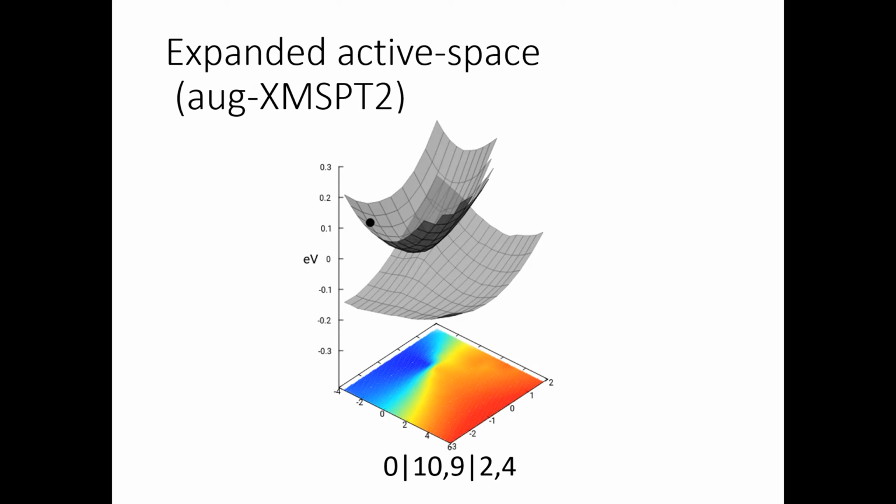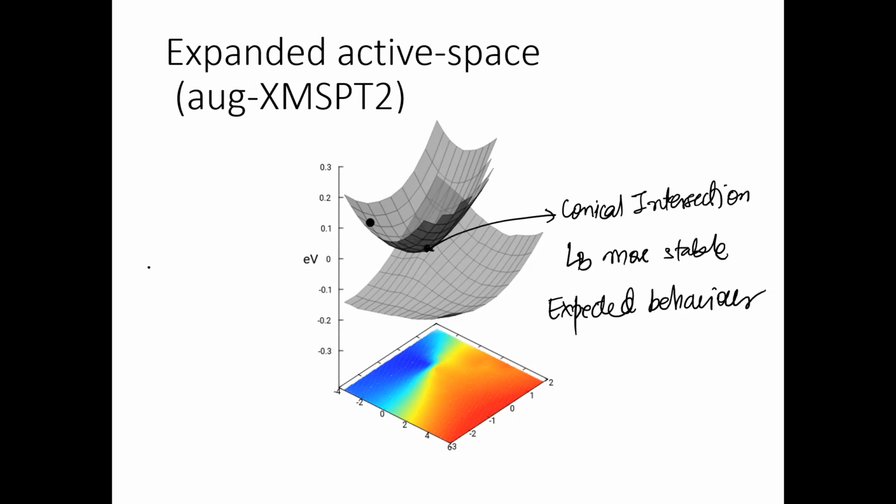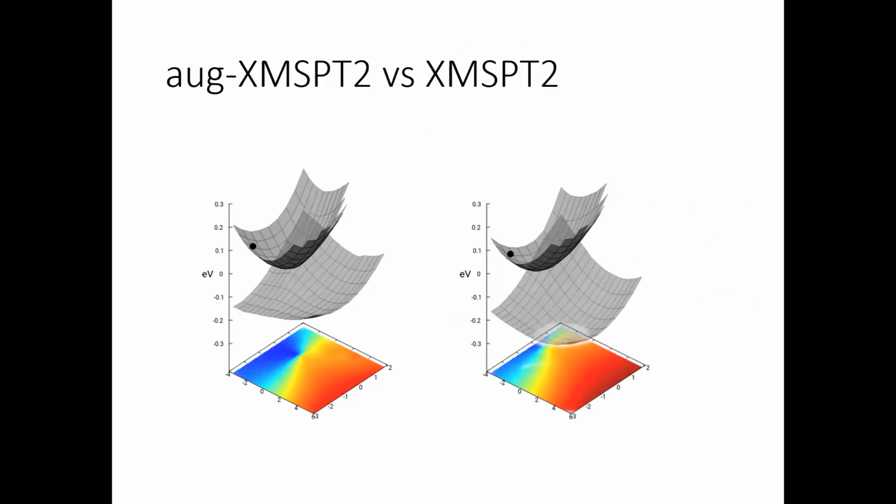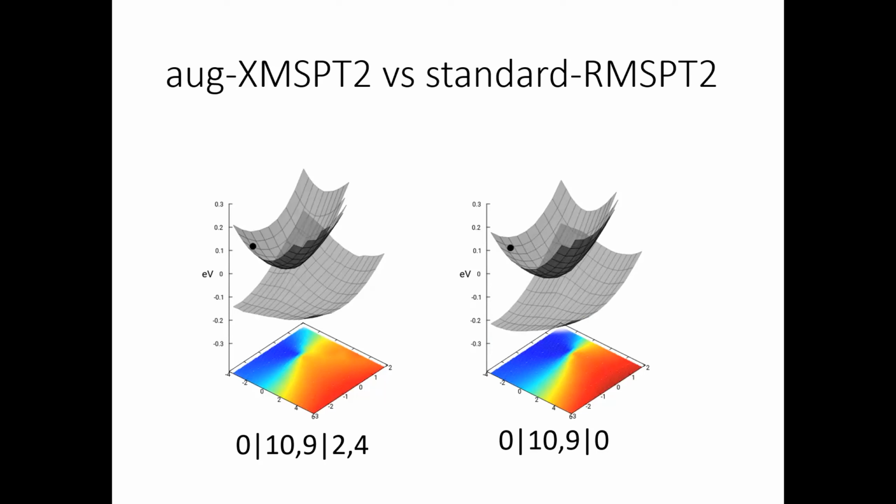So now at this expanded active space, which I refer to as augmented XMS CASPT2, I have the expected behavior that the LB region is more stable than the LA region on the lower adiabatic surface. The conical intersection we have, and we have the LB region more stable. It's expected behavior. Here I compare this augmented XMS CASPT2 with the original XMS CASPT2 with the original active space, and you see how the energetic order on the lower adiabatic surface is reversed in the original.